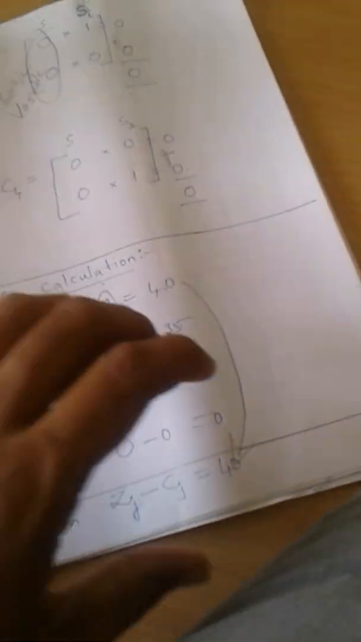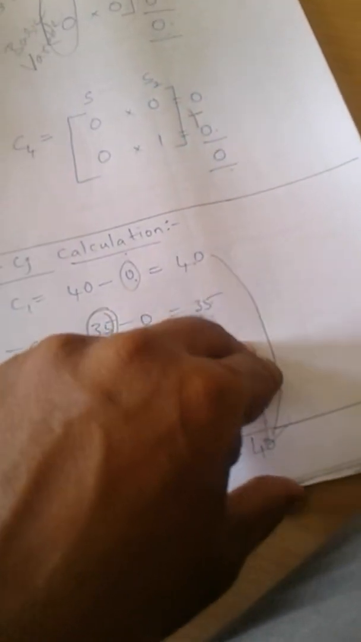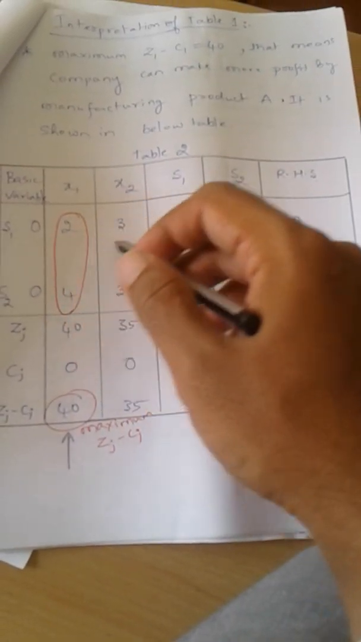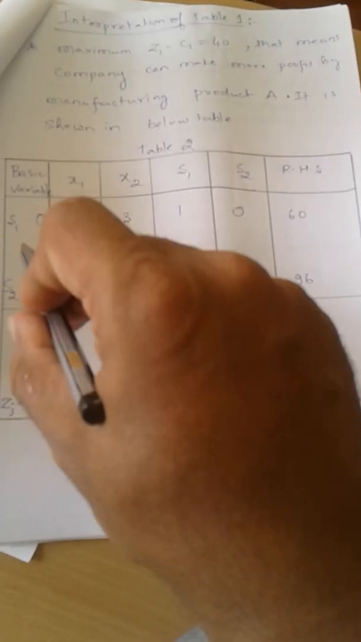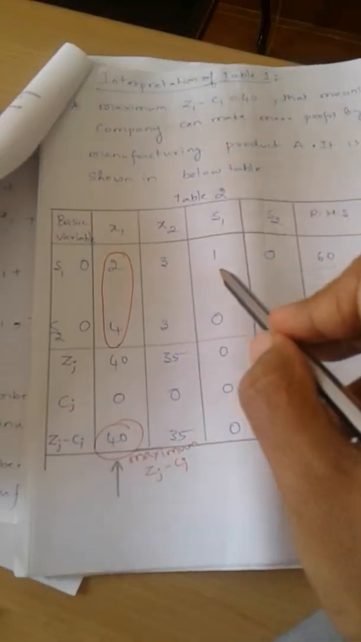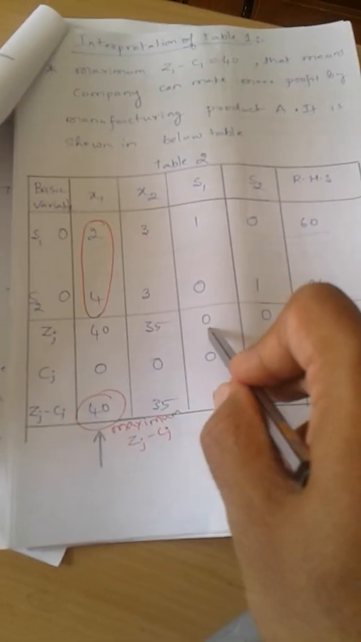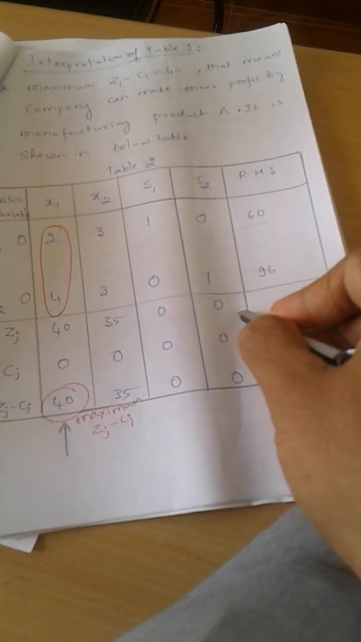Okay, maximum Zj minus Cj is 40. Alright, now what we are doing with these particular values, see here, I am writing the same values which we had written previously. S1 row is same, S2 row is also the same, Zj value is also the same, whatever I had written in the previous. I will go back to the previous page.